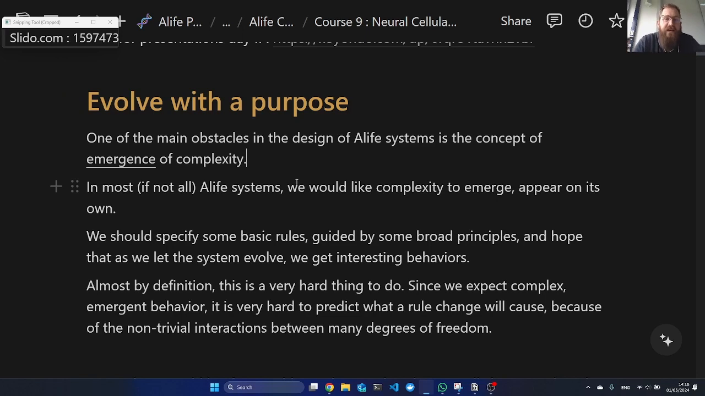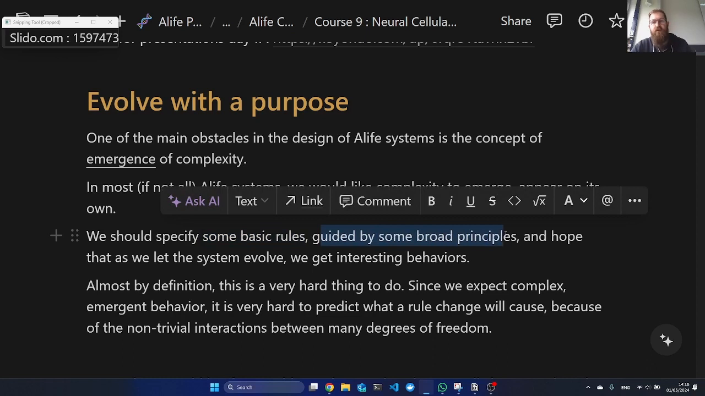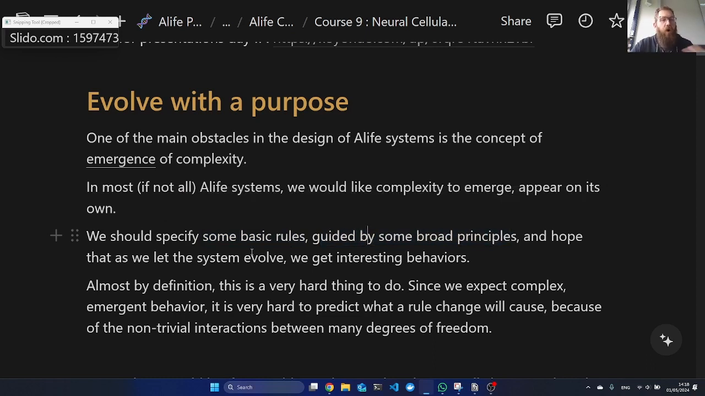But the idea is that some things happen without you explicitly coding them. So you code some simple rules, and it turns out that when you put a lot of particles, something unexpected happens. So usually what you do is choose some basic rules guided by some broad principle, like symmetry, for example, and you hope that as you make the system evolve, something emerges and you get interesting behavior.